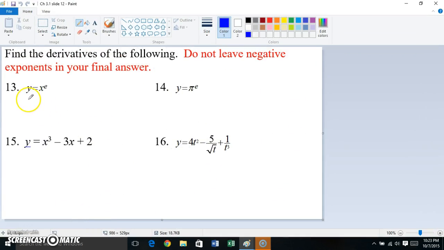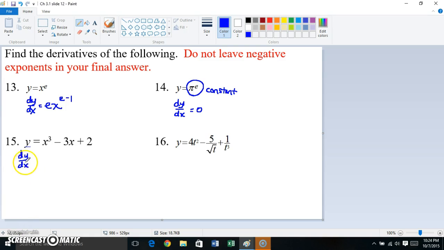Okay, a few more examples. Y equals x to the e. The derivative is e, x to the e minus 1. Number 14, y equals pi to the e. Pi to the e is a constant. So its derivative is 0.